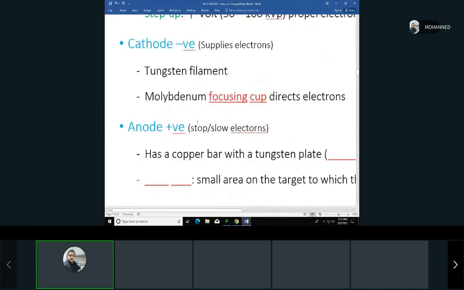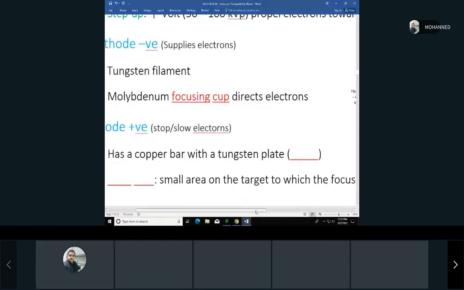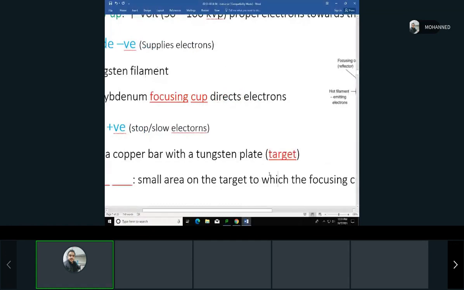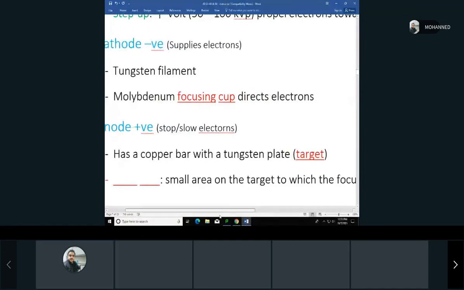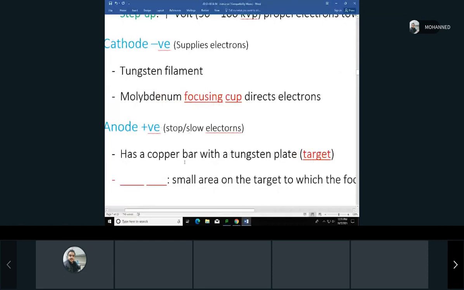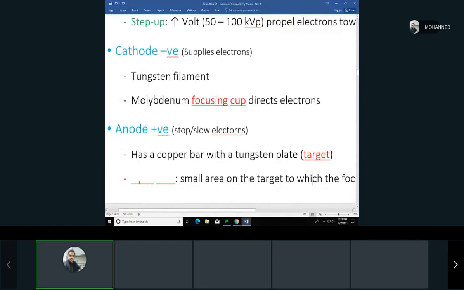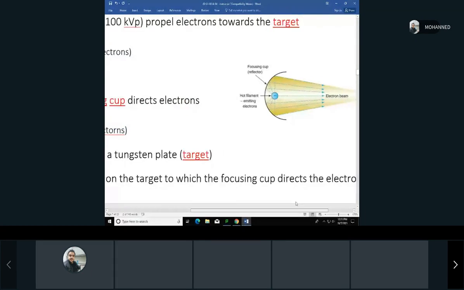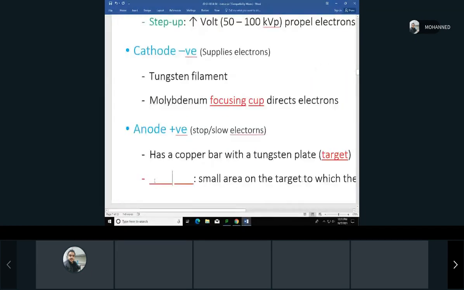The anode, on the other hand, will stop or slow the electrons. So the cathode supplies electrons, and the anode stops or slows them. It has a copper bar with a tungsten plate that we call the target. And then there is a small area on the target where the electron beam, with the focusing cup, lands. That is the focal spot.